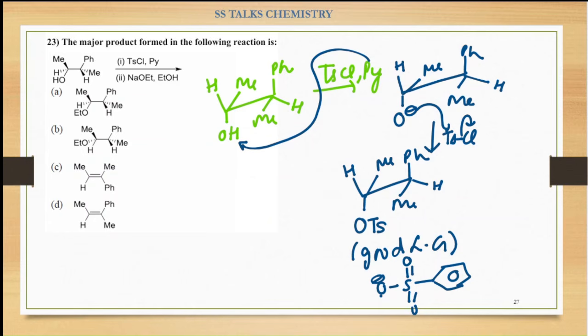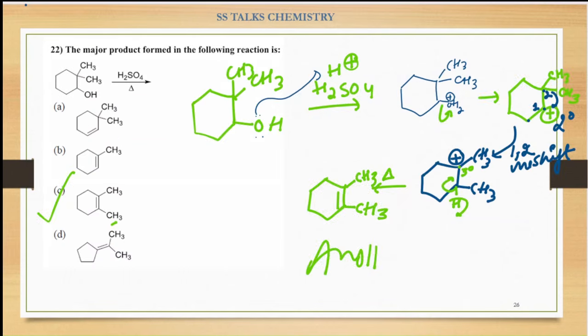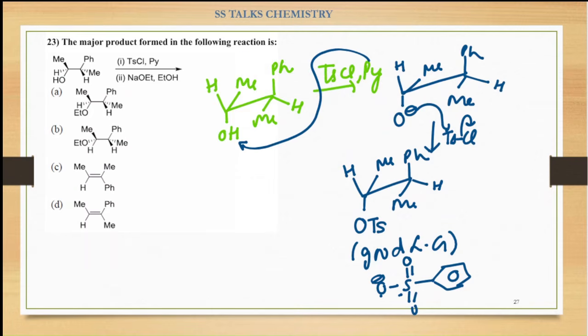And the O negative charge will be stabilized due to the resonance with this S double bond O group that is attached with the Ts group that is present. Okay. So now in the next step they are asking us that treatment is done with the NaOEt in the presence of ethanol. That is your basic medium that has been provided to us. So this is your solvent, and OEt is going to act as a base.